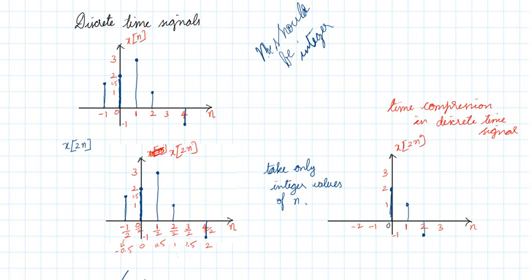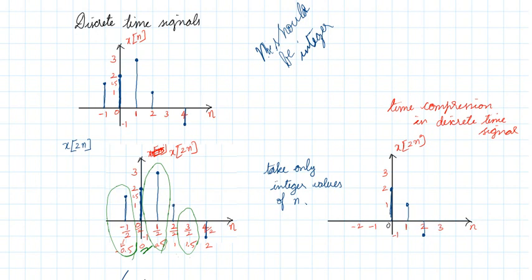I am going to ignore these values. So what are the remaining values present? At 0, what is the signal? At 0, the signal is 2. So I have drawn here at 0, the signal is 2. At 1, what is the signal? At 1, the signal is 1.